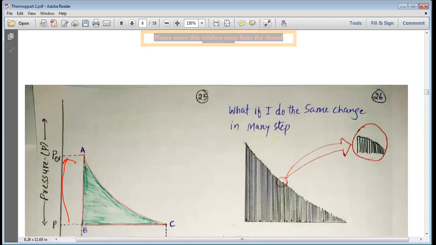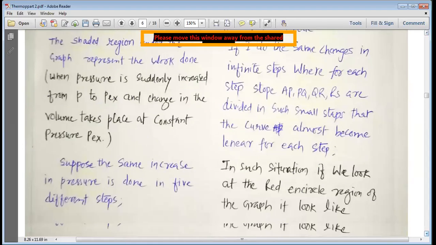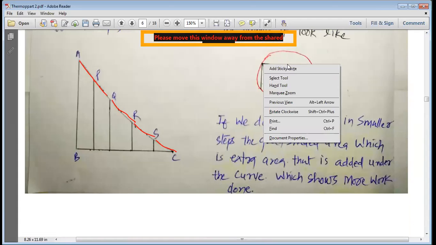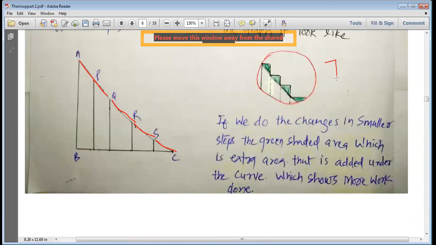And if we observe the small portion, we will find that each change is not sloping, but instead of sloping, it becomes straight. Now, the same thing if we do it in infinitesimal steps. So we have infinite steps which we cannot actually count. In that case, each step in the graph shows a straight line.